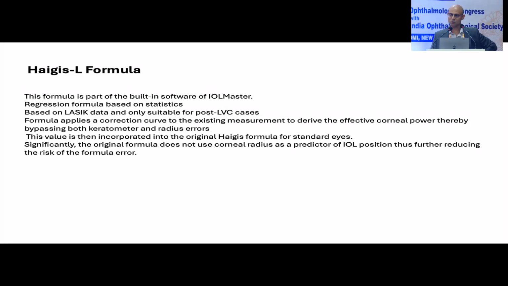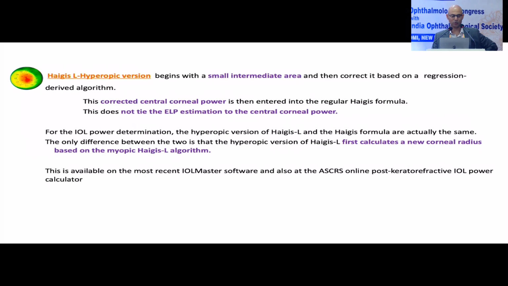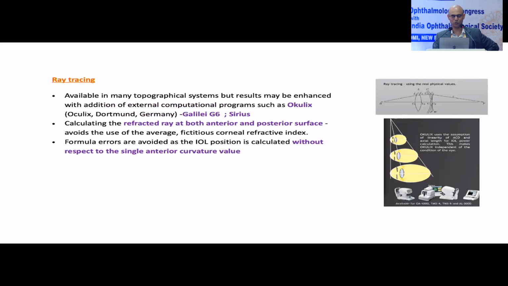Haigis-L formula is built-in software in the IOL Master, which uses a regression approach based on statistics, based on LASIK data, and is only suitable for post-laser vision correction cases, not for RK. Basically it applies a correction curve to the existing measurements to derive the effective corneal power, which is then inputted into the Haigis formula and the IOL power calculation. Similarly, recently they have also developed a hyperopic version which also works reasonably well, and it's a useful tool, because in these cases we always used to struggle earlier.